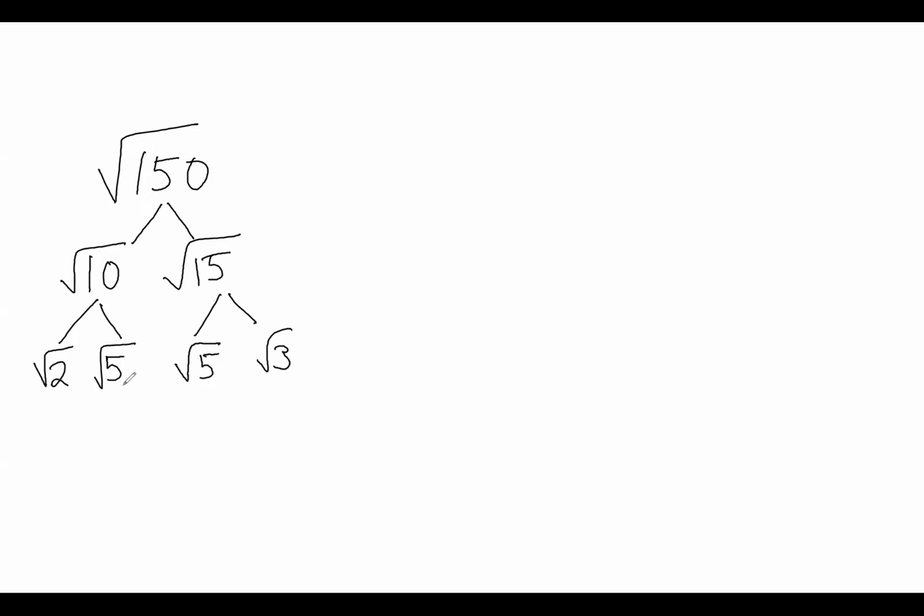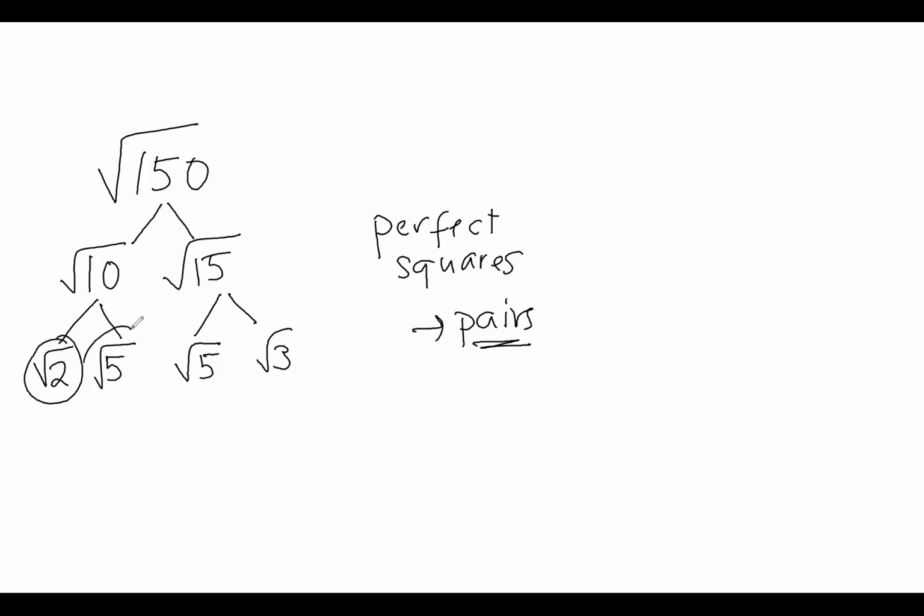So at the end of my tree, here's what I have. The square root of 2 times the square root of 5 times the square root of 5 times the square root of 3. Here's what we can look for. We're looking for perfect squares, but here's what those perfect squares can look like. We're going to look for pairs of numbers. In other words, when you look at those prime factors down below, do you see any that are appearing twice?